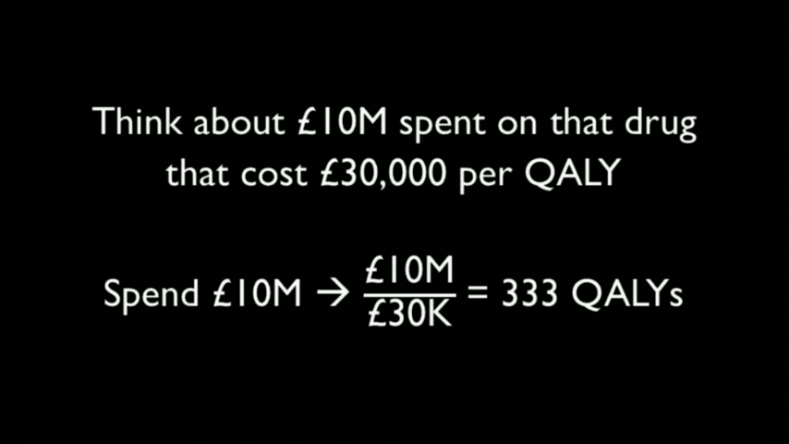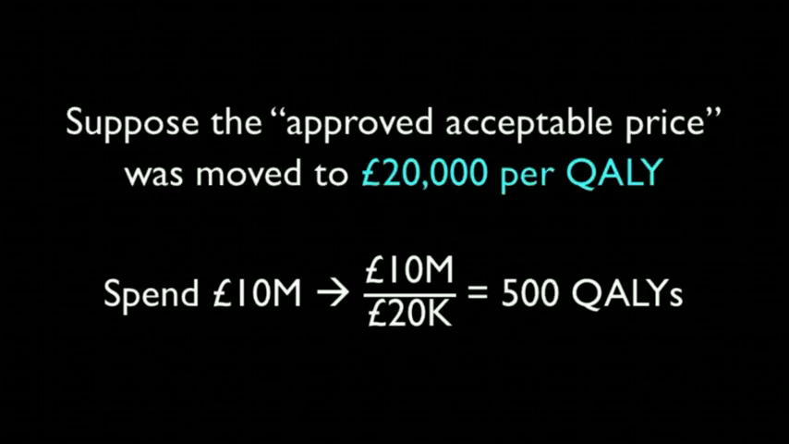So to help you understand why this is a debate, let's think about what would happen if the UK changed the threshold price that they're willing to pay for life, and they lowered it so that they only would pay for drugs, for example, that would buy them one quality adjusted life year at a lower price of £20,000. Suppose the approved acceptable price was moved to £20,000 per quality adjusted life year.